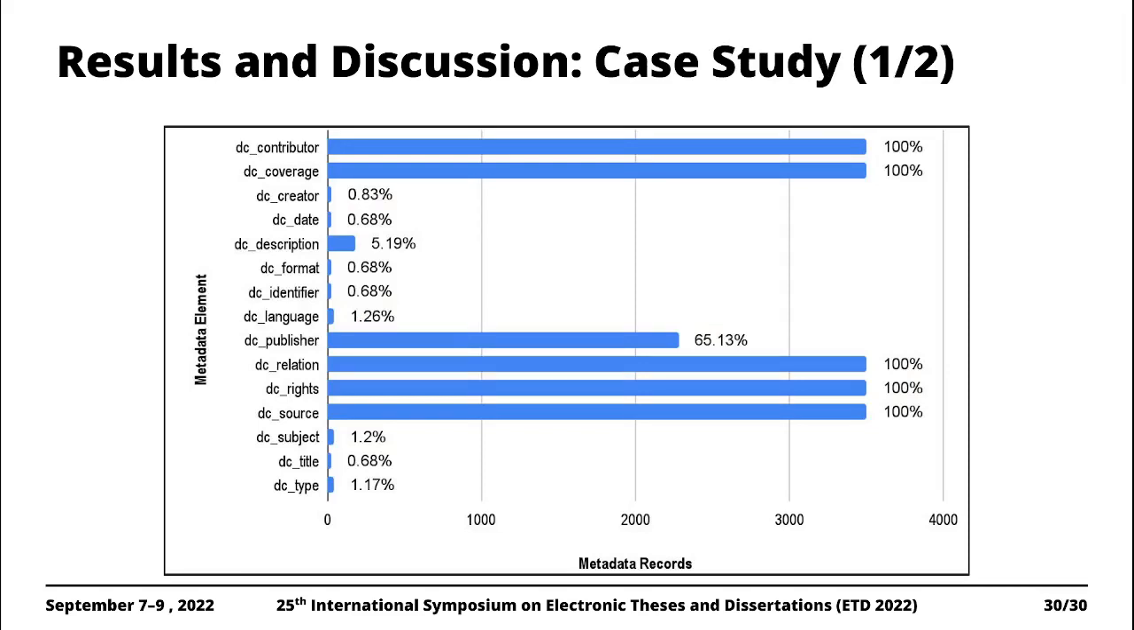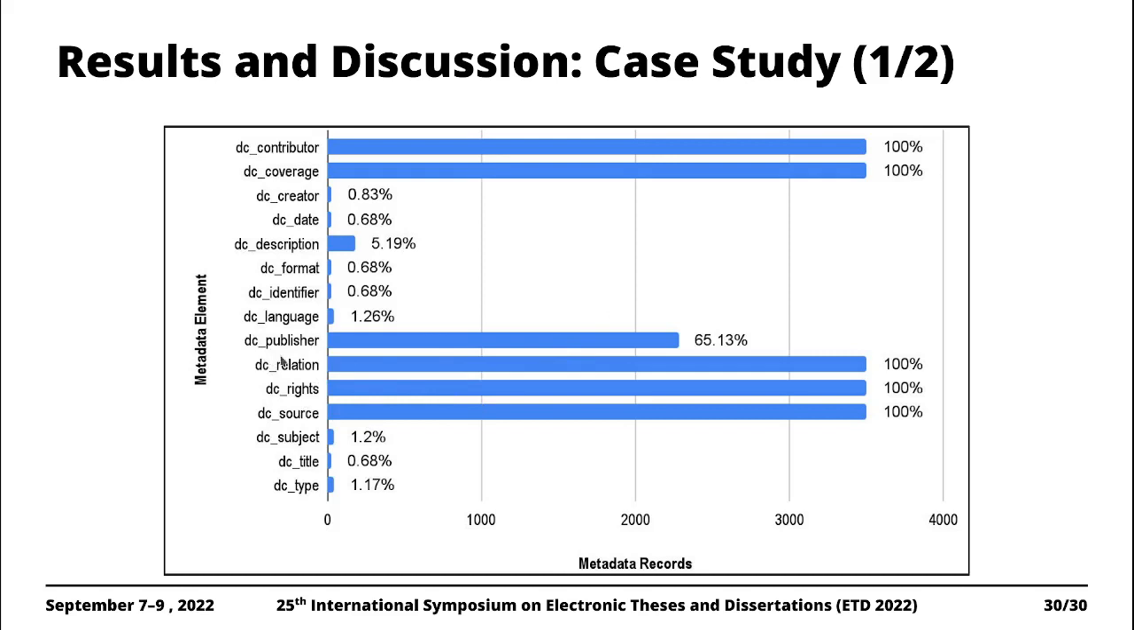In terms of the case study, the empirical evaluation of the repository at the University of Zambia was somewhat consistent with the results that came out of the document analysis and the interviews that were conducted. What we see here is a situation where specific metadata elements were clearly or explicitly left out during ingestion of ETDs, right? And specifically here, you notice that elements such as DC contributor, DC coverage, DC relation, DC rights, and DC source were not specified during ingestion.